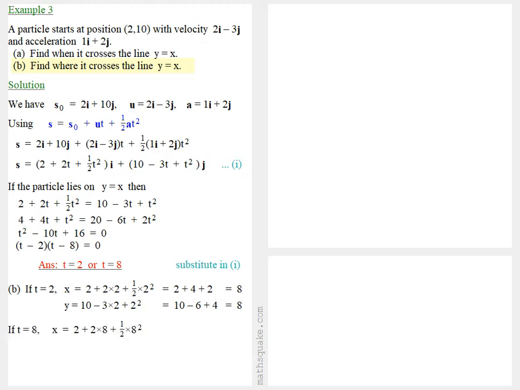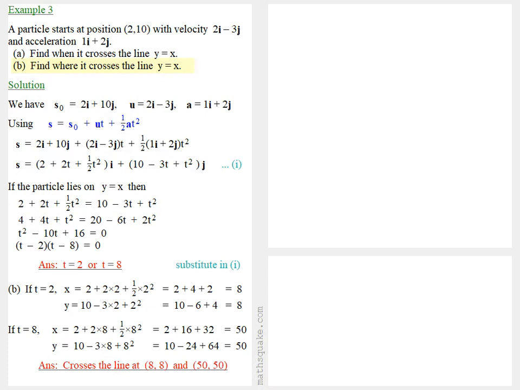If t is 8, we get x equals 2 plus 2 times 8 plus a half times 8 squared, which is 2 plus 16 plus 32, or 50. And y is equal to 10 minus 3 times 8 plus 8 squared, which is 10 minus 24 plus 64, which is also equal to 50. And so it crosses the line y equals x at (8, 8) and (50, 50).